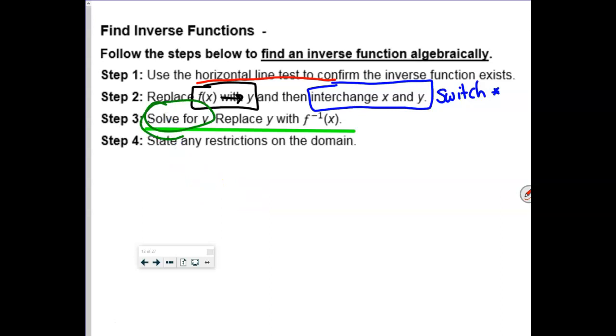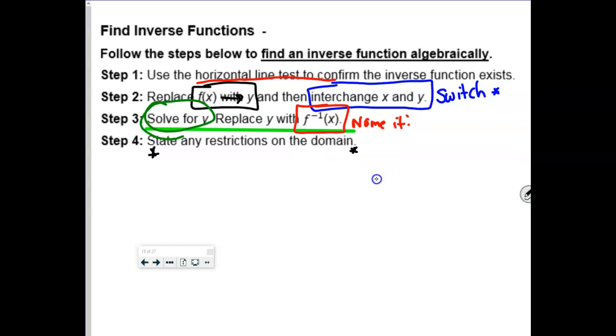And this is the part that we're going to be really, really picky about in pre-calc. It's all about notation. Once you've solved for y, don't tell me y equals and that's your final step. You got to name it appropriately. And then this is the big pre-calc change. State any domain restrictions.